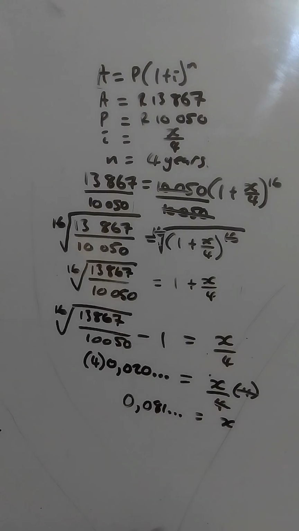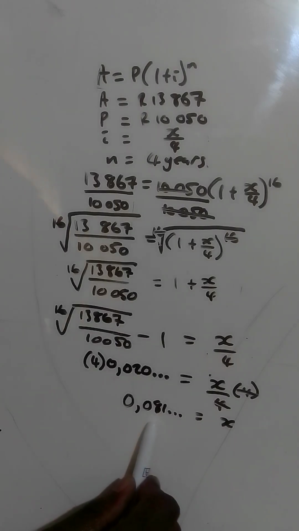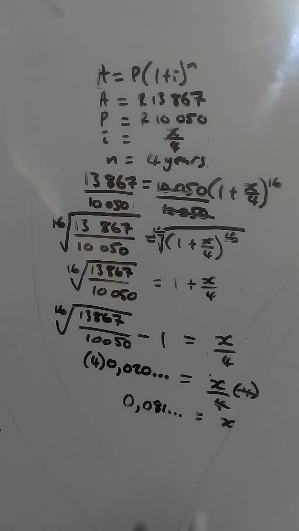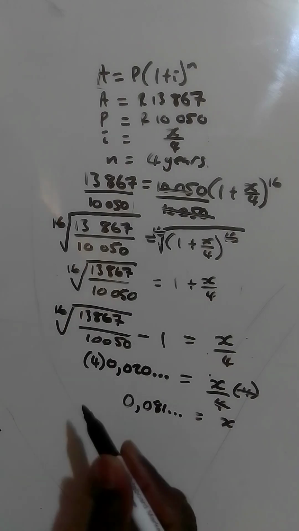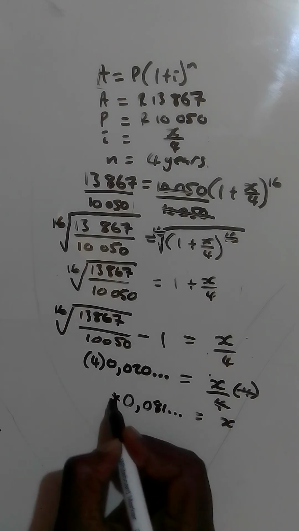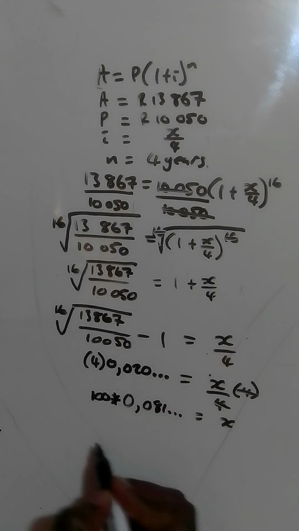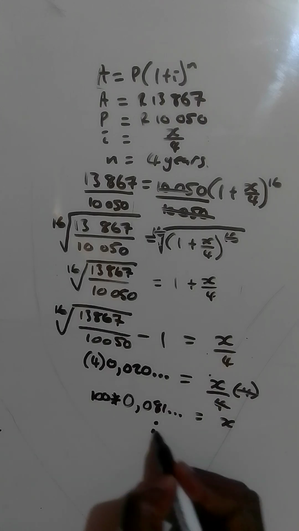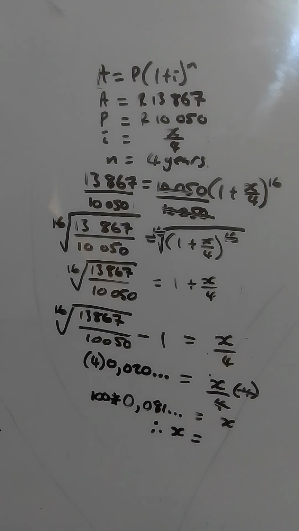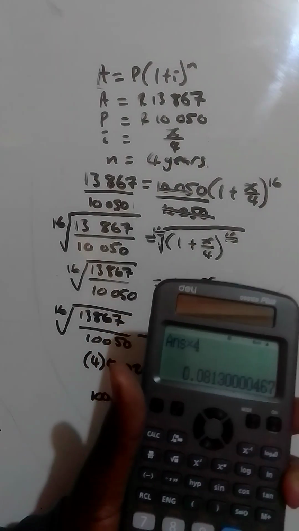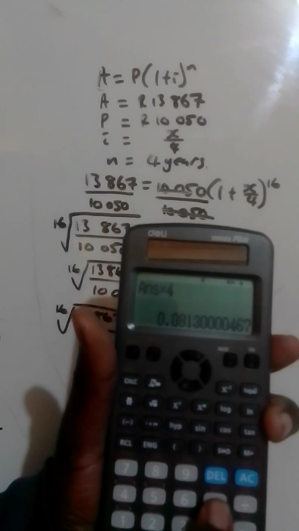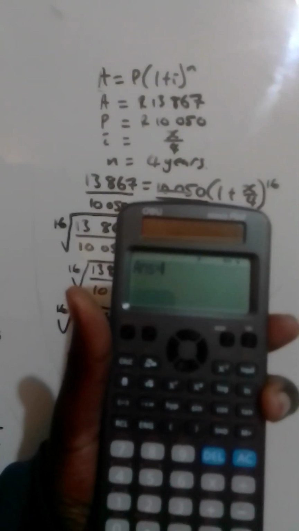But remember, we're looking for the percentage, and this is in decimal form. We want it as a percentage. So we must now multiply by 100. So I come here and I multiply by 100. Now I say, therefore, x is equal to, I go to my calculator, I still have the entire number here, and I multiply by what?